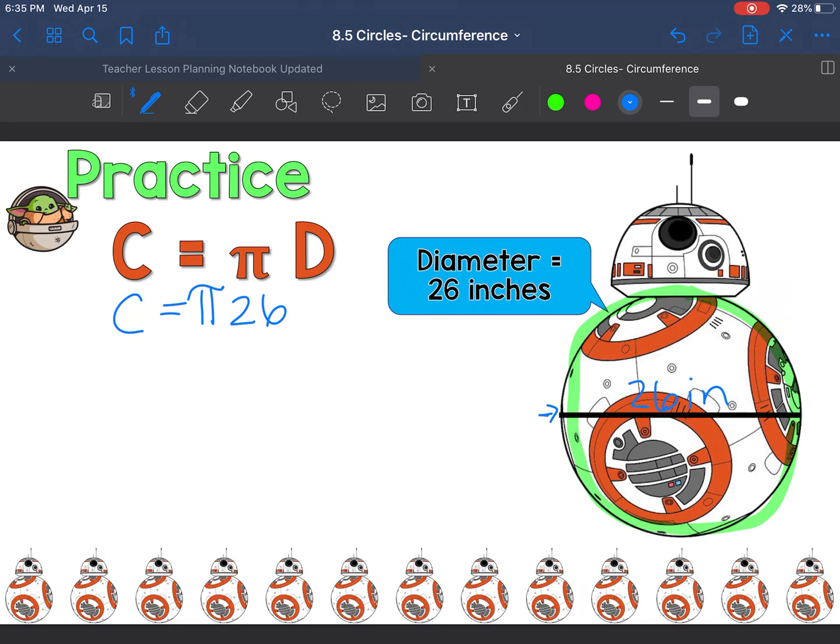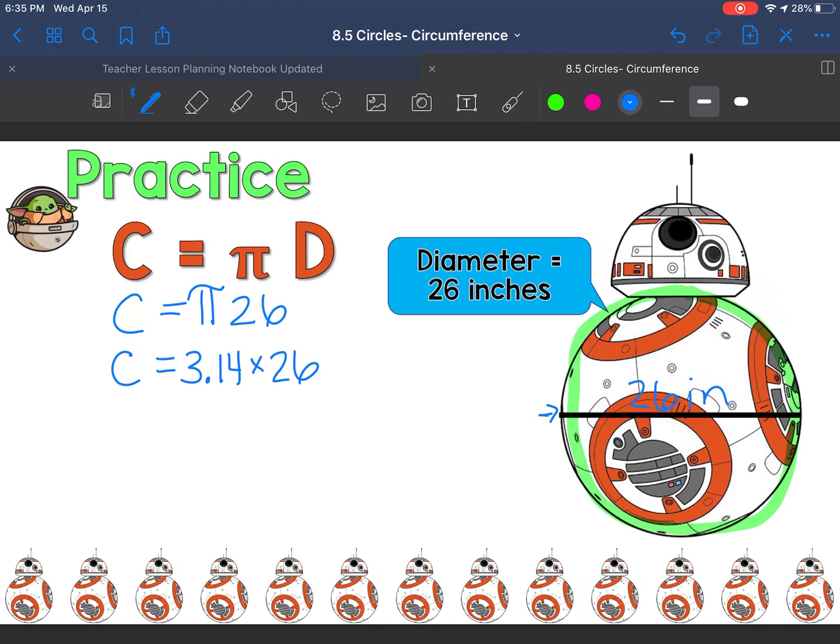Now remember, on that last slide, I told you that anytime you have pi, you're going to change that number to 3.14. So now we have circumference equals 3.14 times 26.